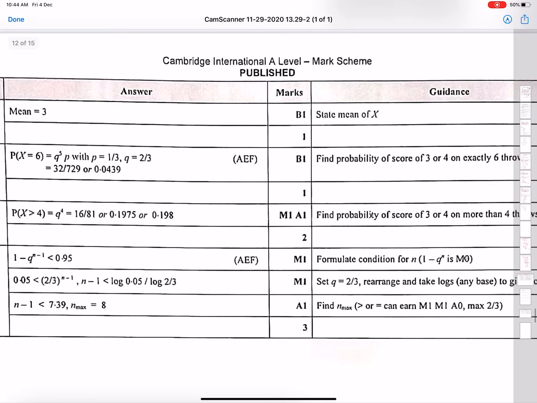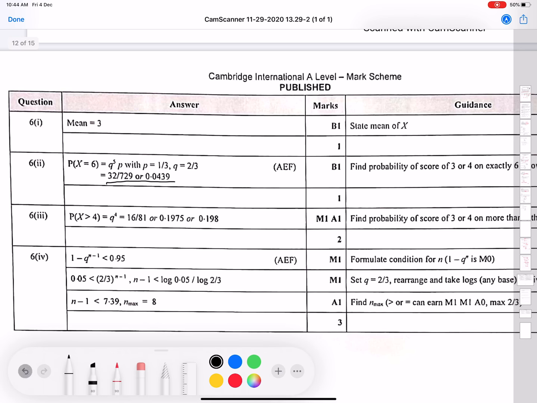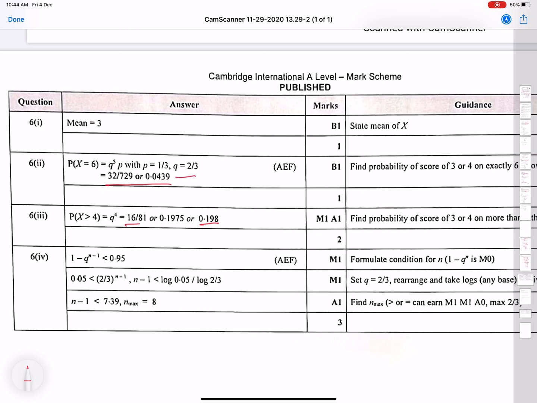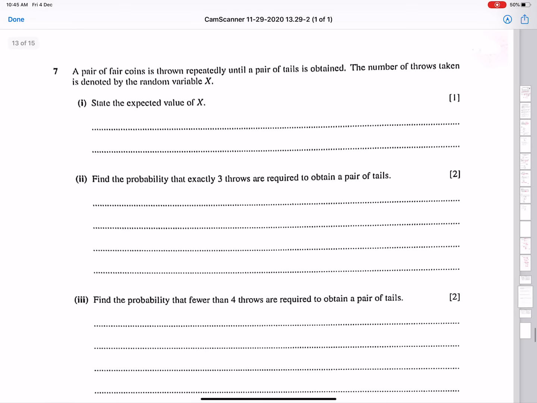Question number 7. Here are the answers of all 4 parts. You can check your answers later. Mean is 3. The answer of the second part is this. This is the answer of the third part. 3 significant figures. This is also 3 significant figures. You can leave your answer in fraction, but if you want to give the answer in decimals, then it must be up to 3 significant figures. And I already have explained this answer.